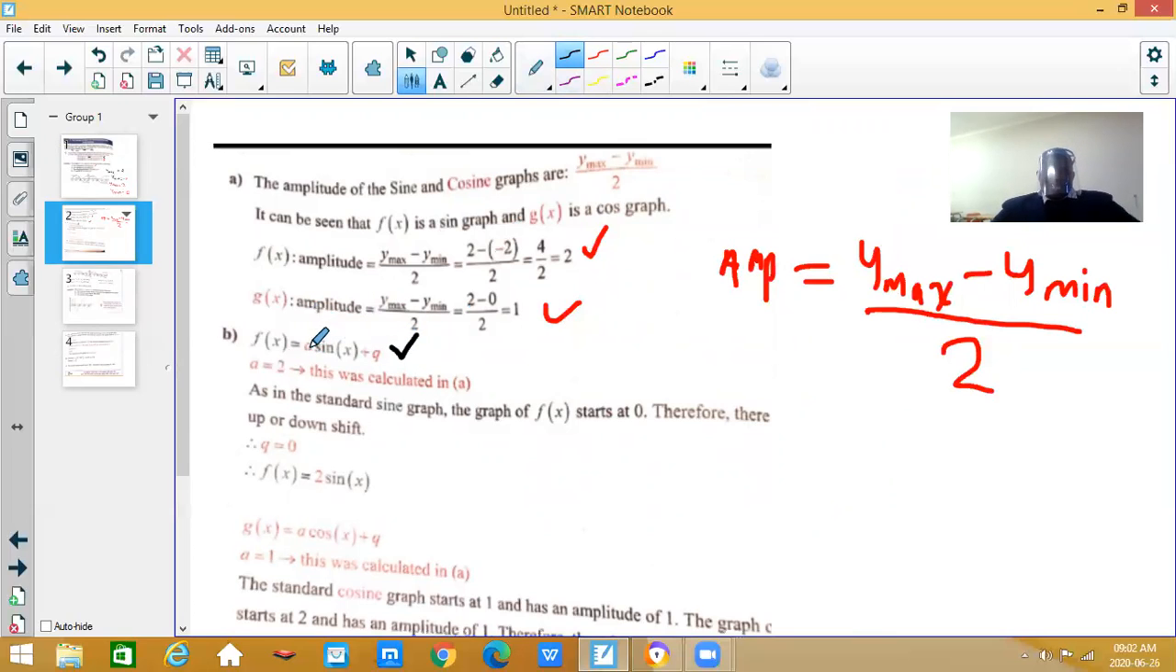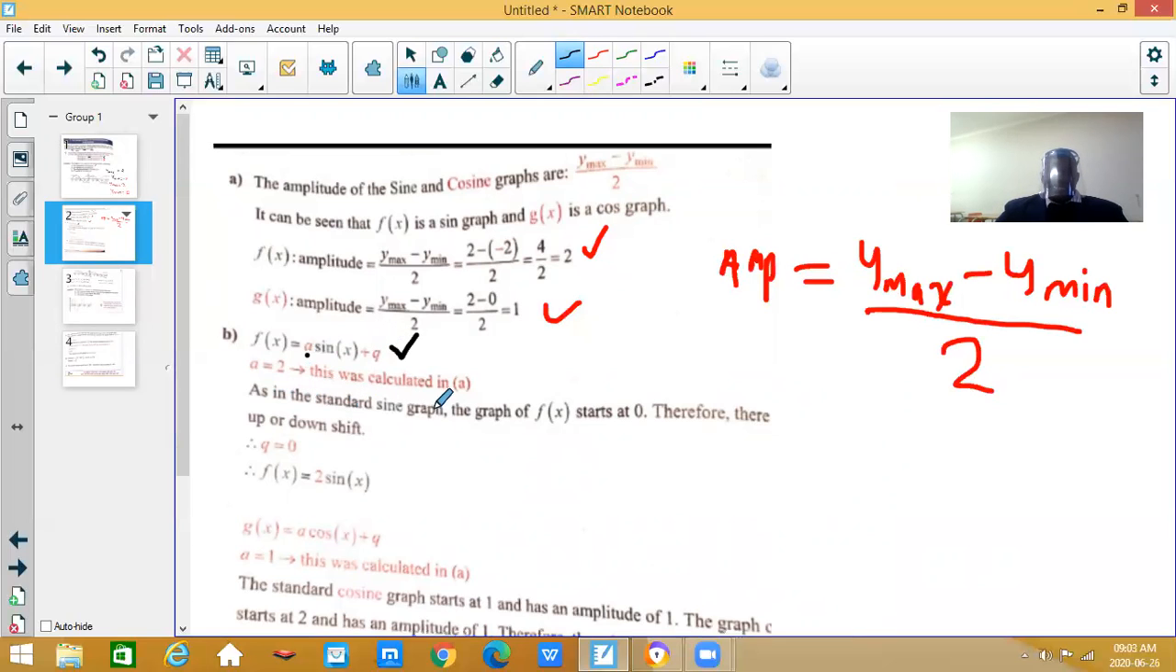Already, you realize that the amplitude is the coefficient of sine x. So since we've got the amplitude for f, which we got here, you just plug in the amplitude here, which is 2. Next, we are supposed to find the shift, if there is any.